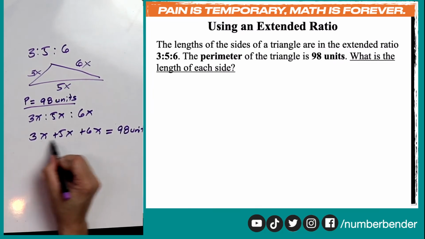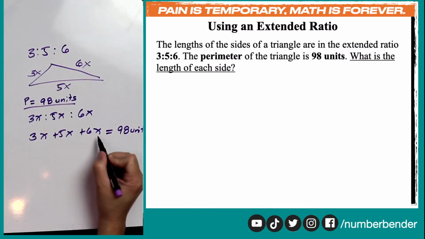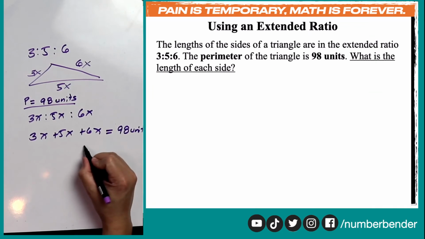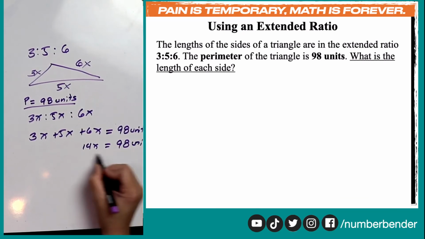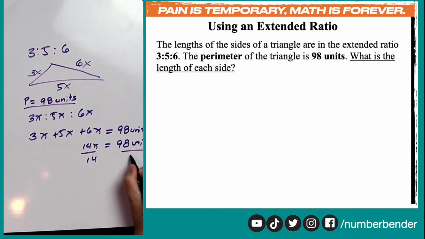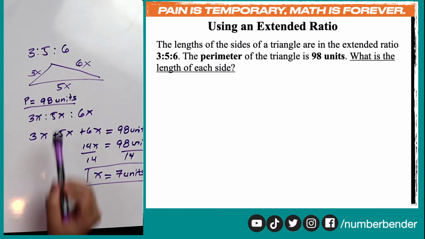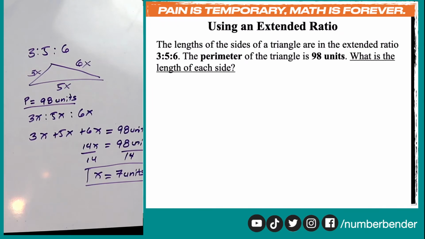And we know that 3 plus 5 is 8 and 8 plus 6 is equal to 14. So we have 14x equal to 98 units. And by dividing both sides by 14, x is equal to 7 units. So this is the value of our x variable that will help us find the values of our side lengths of this particular triangle.